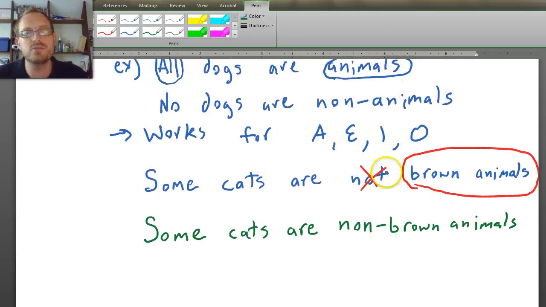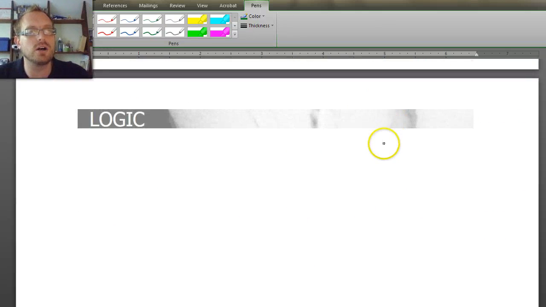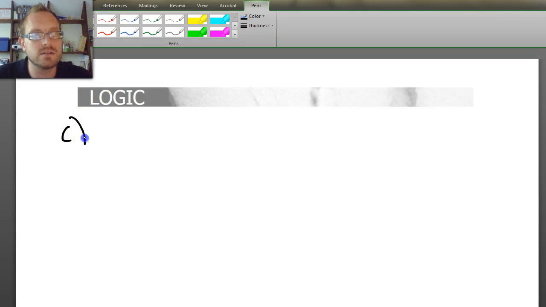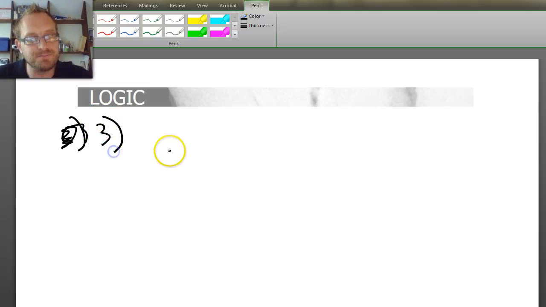So let's move now to the third logical operator that we're talking about today. The third logical operator is what's known as contraposition. Or, I think I was using numbers, sorry. Three. Contraposition.